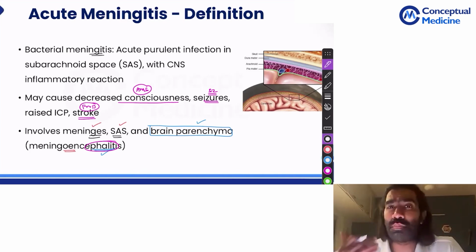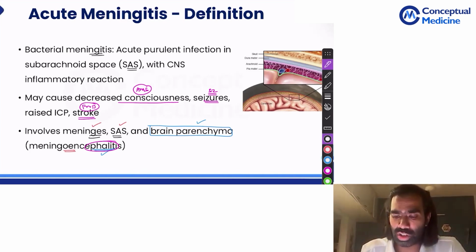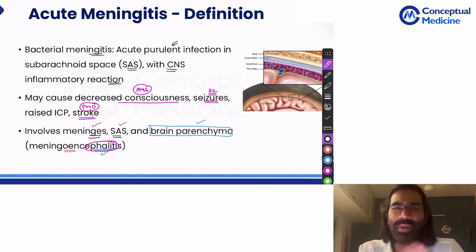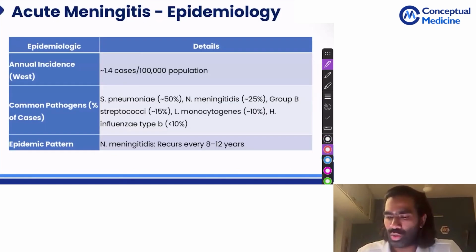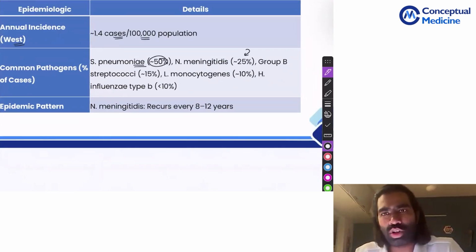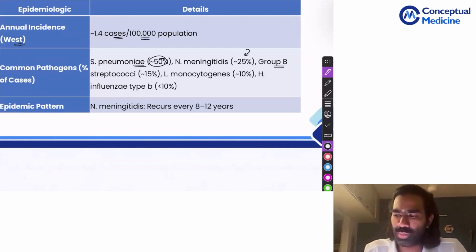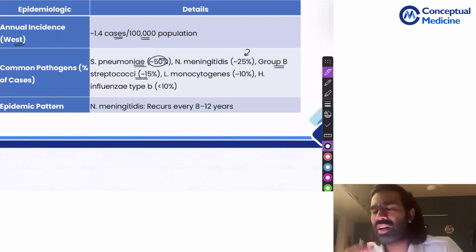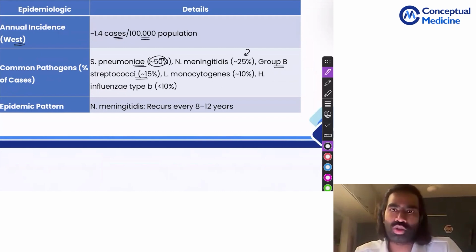It's an acute purulent infection in the subarachnoid space with CNS inflammatory action, which means it's just a purulent infection because it's bacterial at the end of the day. So what is the epidemiology? In the West, it's around 1.5 cases per 1 lakh population. The most common pathogen is going to be pneumococcus, that is Streptococcus pneumoniae, but it can be meningococcus in approximately 25% cases. Group B Streptococcus is quite common in very young population like infants and newborns, but it can occur in older adults also who are immunosuppressed.